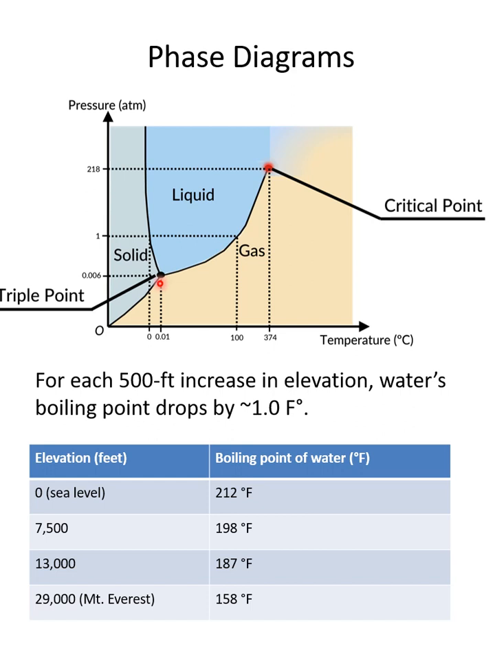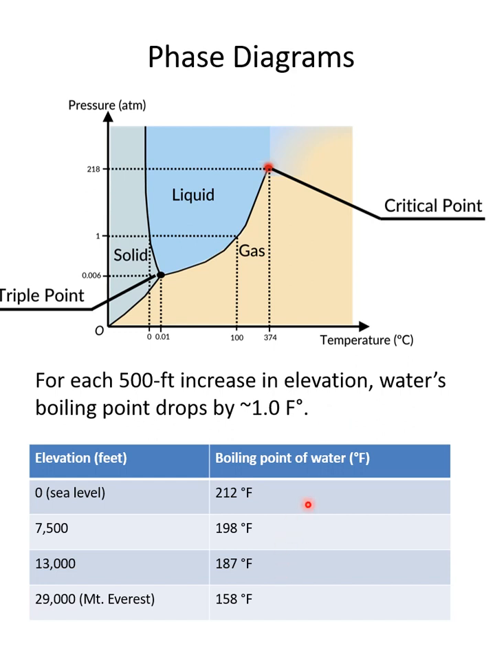Now, I mentioned when I was talking about a pressure cooker that if you increase the pressure, the boiling point goes up. Well, if you decrease the pressure, the boiling point goes down. This is a very practical application. If you go to higher elevations on Earth, up into the mountains, for example, the boiling temperature of water goes down. For each 500 feet increase in elevation, water's boiling point drops by approximately 1 Fahrenheit degree.